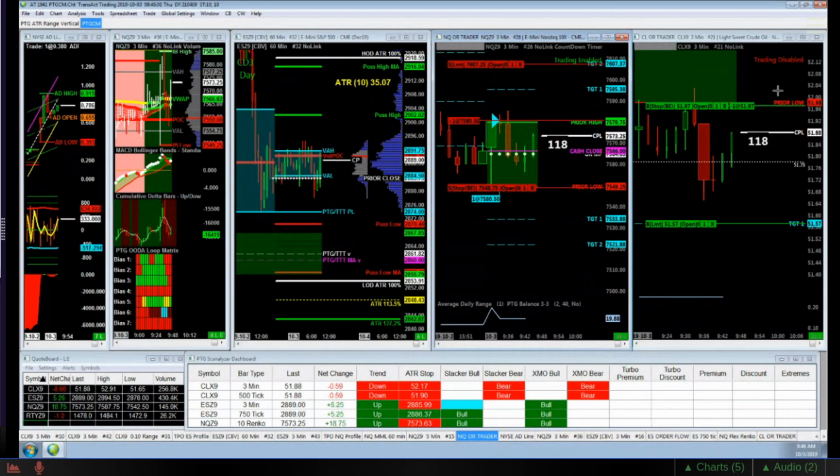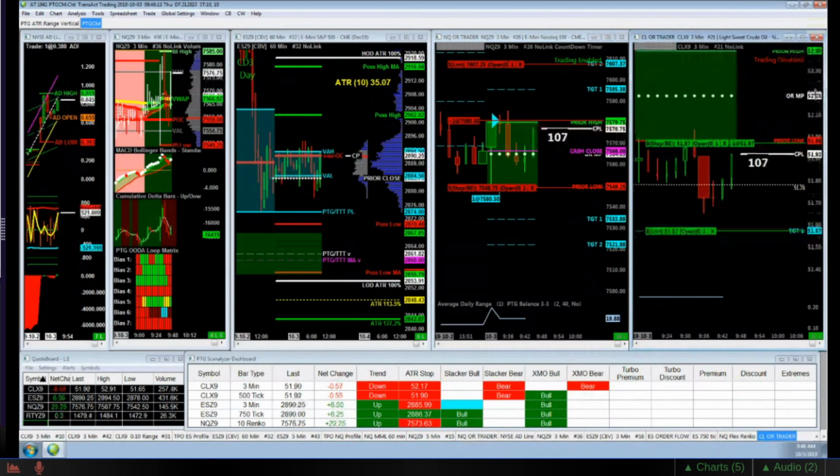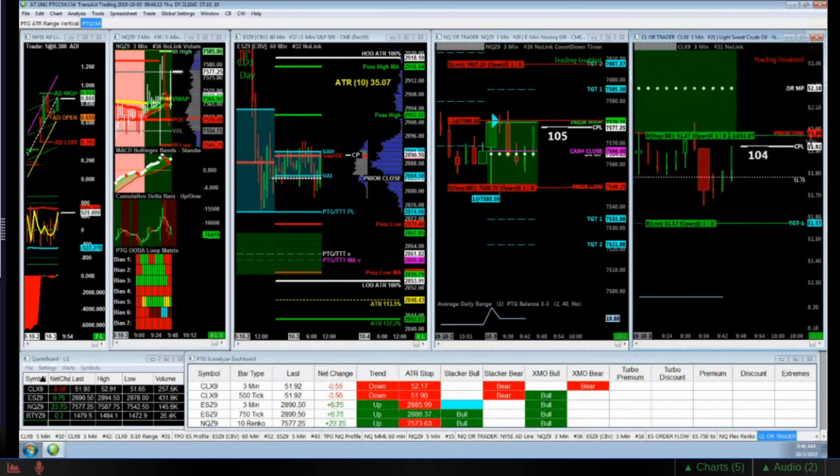All right, crude oil, again, our stop is at break even. Didn't get to the first target. We've mitigated our risk, so 51.97. If we get stopped, that will be an even trade, a scratch.